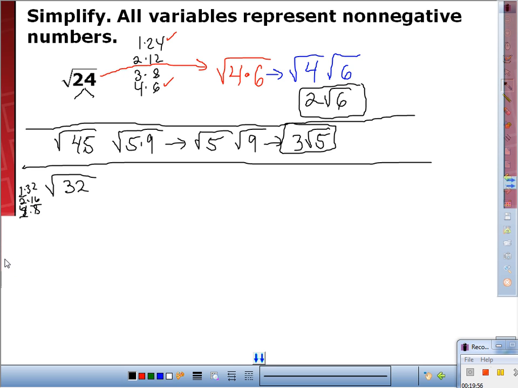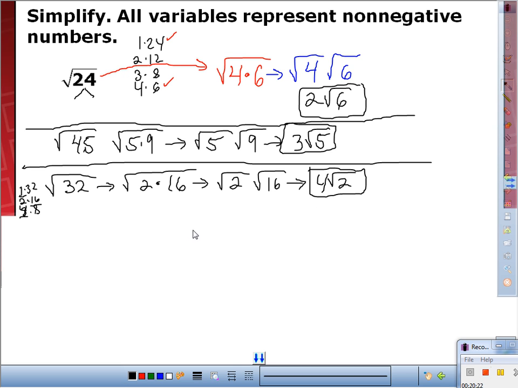But I said go with the one that has the biggest one. Therefore, you should have written square root of 2 times 16. Because 16 is the biggest perfect square. This becomes square root of 2, square root of 16. What is square root of 16? 4, and we're left with square root of 2.